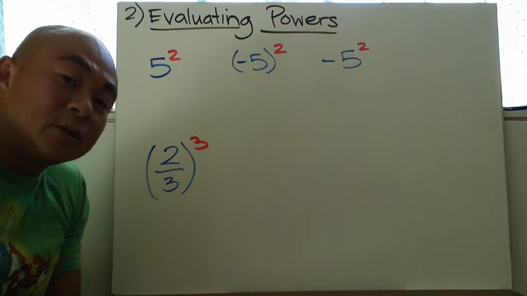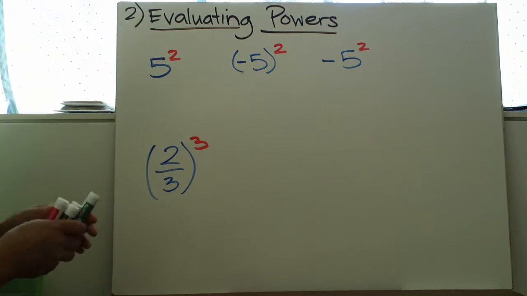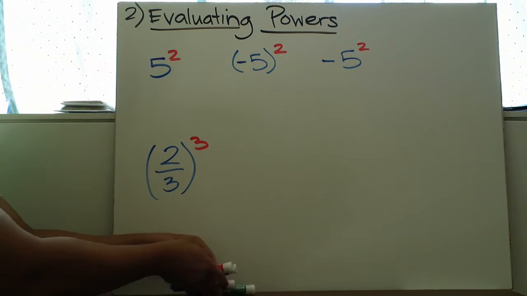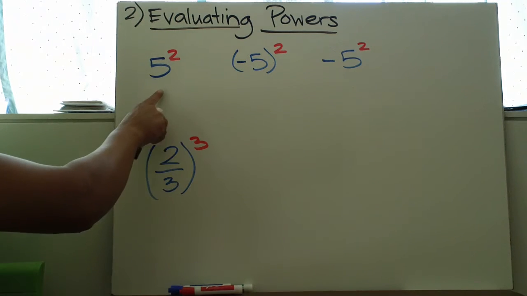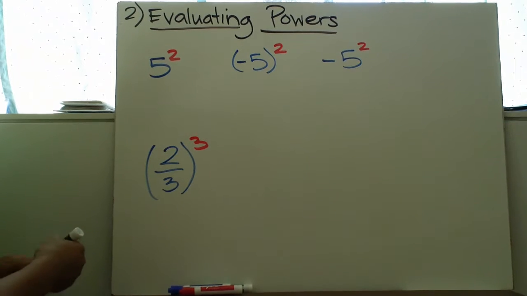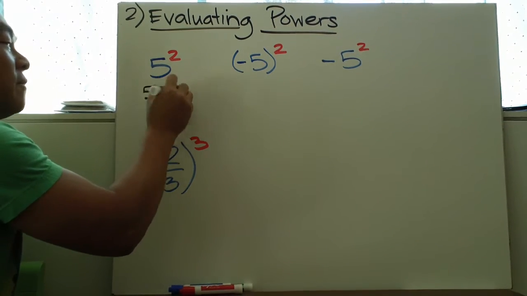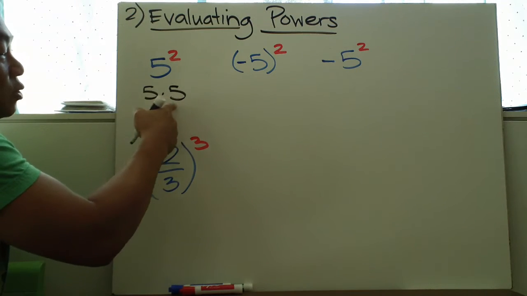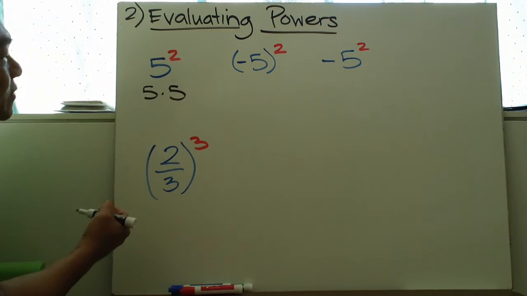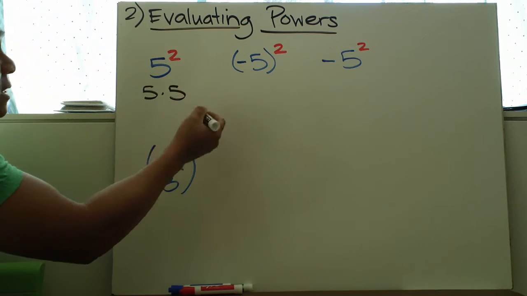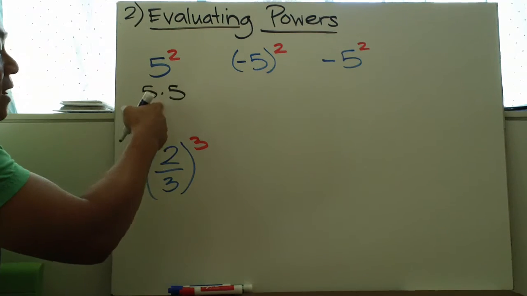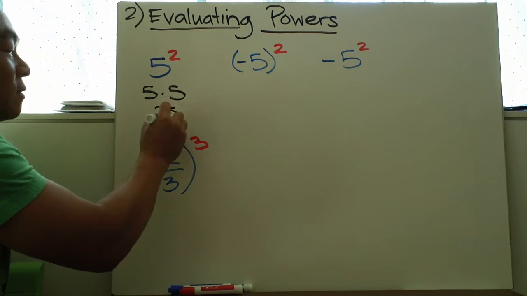Alright, let's go ahead and get into evaluating powers. Here we have 5 to the second power. That means 5 times 5. That base is your factor, and the power tells you how many of them you have. That 2 tells you that you have 2 of these. So it's 5 times 5, which gives you 25.